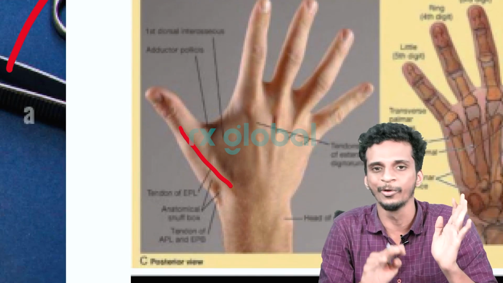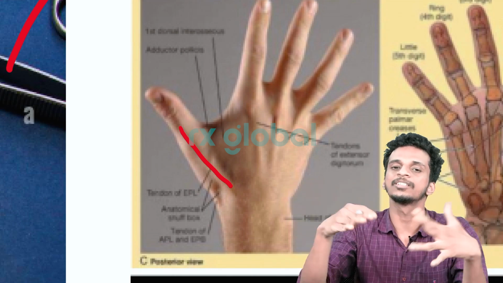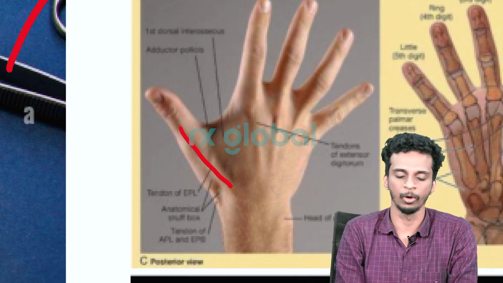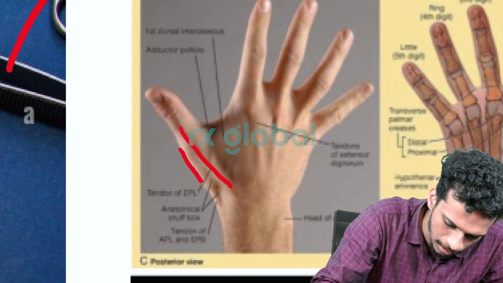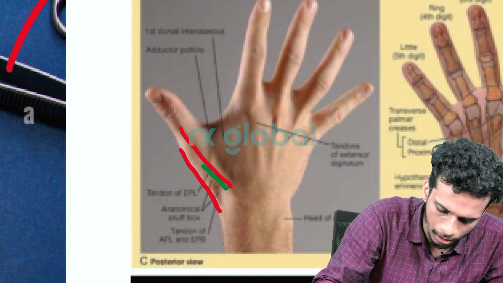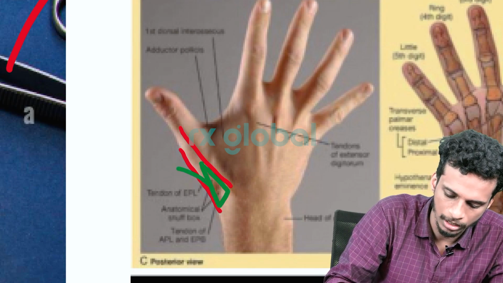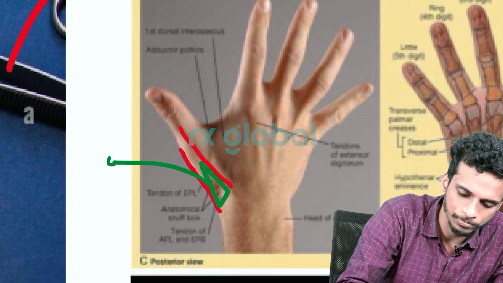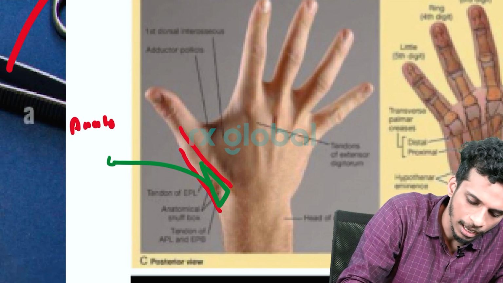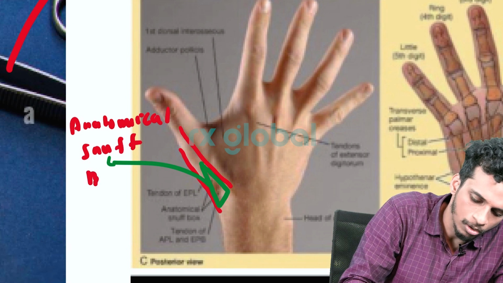Don't get shocked by those terms. After just 6 months, you will be saying them so fluently. So I have two tendons here. These tendons make a box, or a triangle, here. This triangle is actually called the anatomical snuff box.